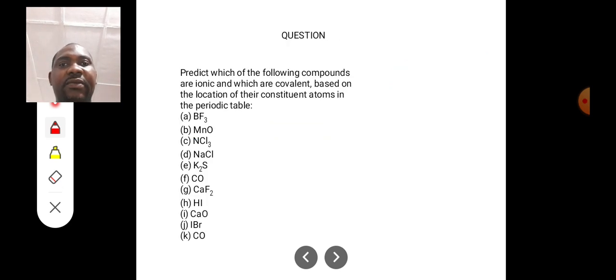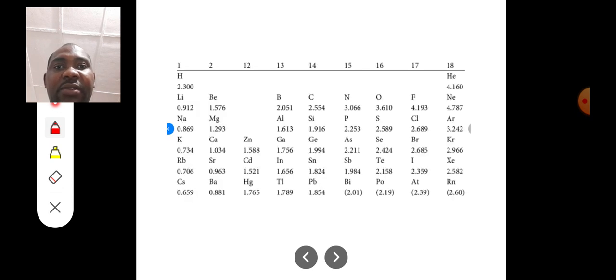Now let's see a question. It says, predict which of the following compounds are ionic and which are covalent based on the location of the constituent atoms in the periodic table. A is BF3. Now here I have BF3, that's between boron and fluorine. Here I have a periodic table that shows their electronegativity values.